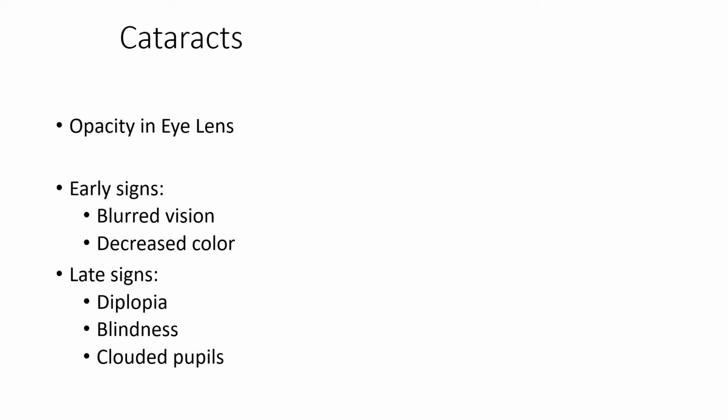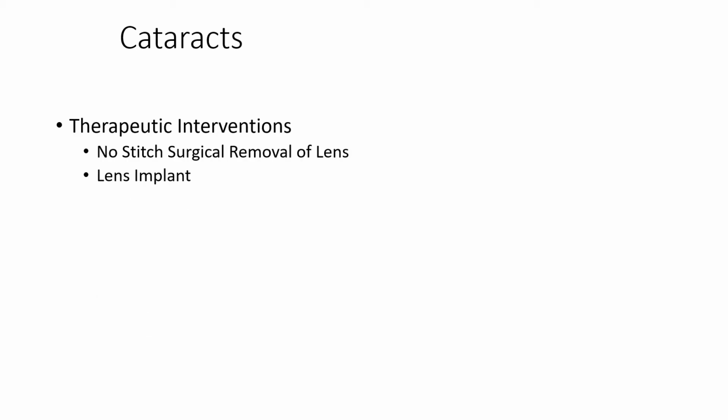Cataracts is a condition that causes opacity of the eye lens, which is the lacking of transparency. Early signs are blurred vision, decreased color vision, and seeing halos around lights. Some late signs are diplopia, blindness, and clouded pupils. They can have a milky white appearance, and a light cannot be filtered and the vision becomes blurred. Some therapeutic interventions would be the surgical removal of the lens or the lens implant.